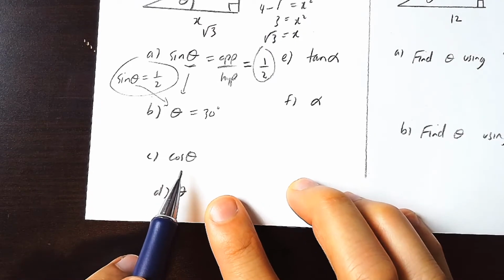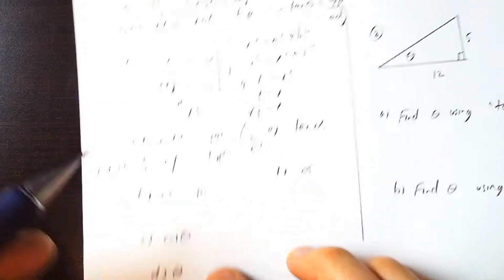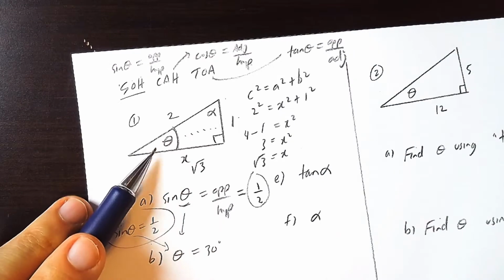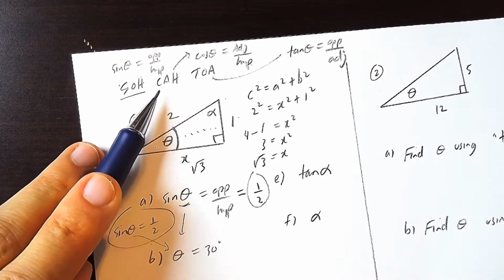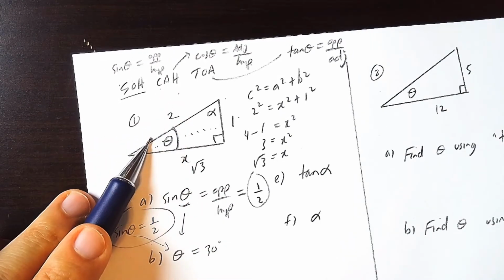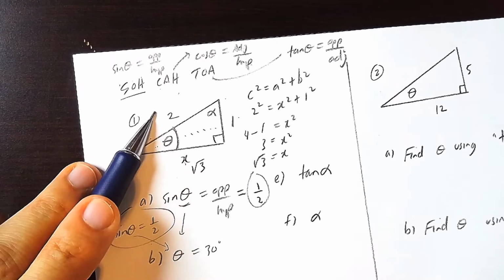Let's find cosine theta. You put your finger on the theta. Cosine is adjacent over hypotenuse. It's going to be √3 over 2. And that's it, we're done.